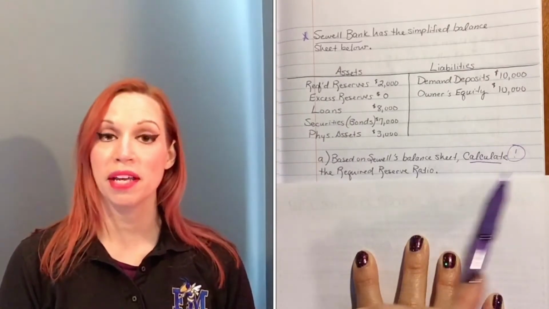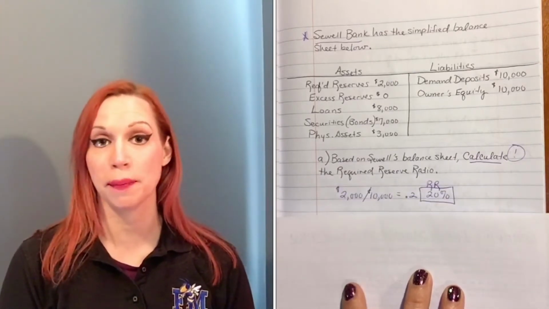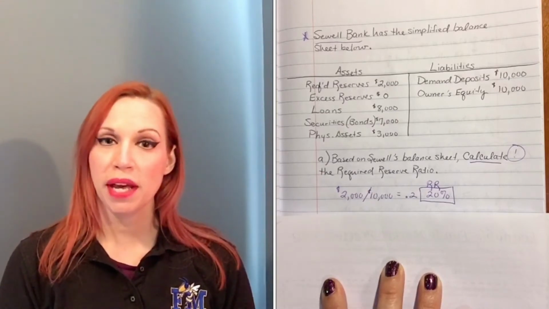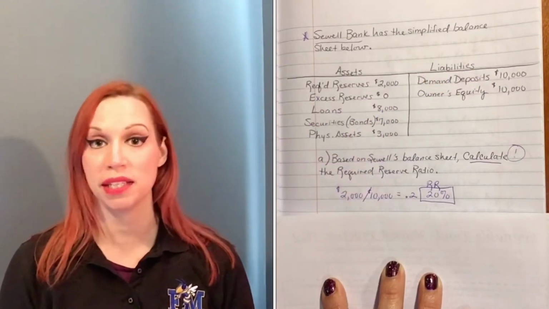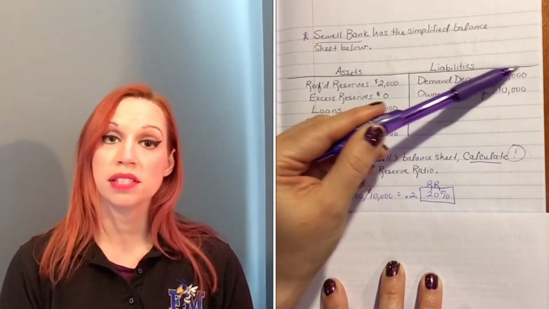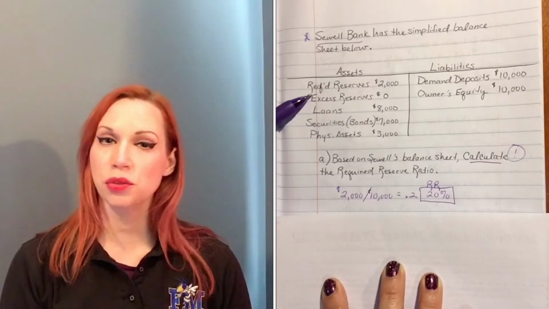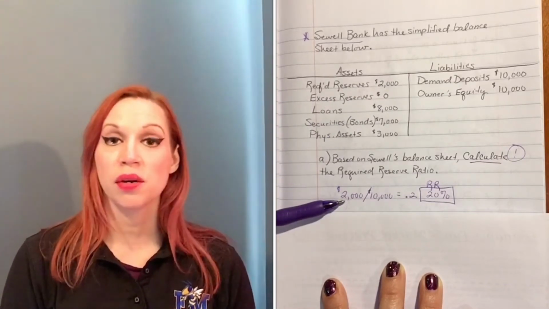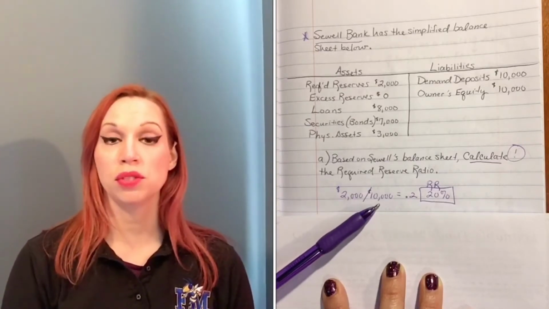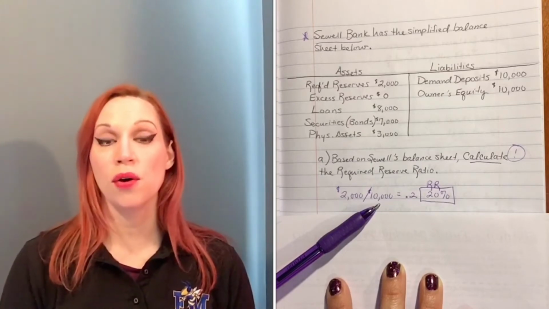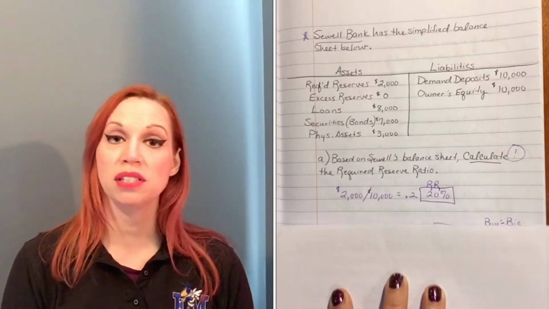Now the first part, Part A, wants us to calculate the required reserve ratio that Sewell Bank needs to hang on to from its demand deposits. Well, that's pretty easy. Remember that the bank is required to keep a certain percentage of money on hand from checking accounts or demand deposits. Notice that there are $10,000 in the demand deposits at Sewell Bank, and it has $2,000 in required reserves. So if we wanted to show an equation for how we found this 20%, we would do 2,000, the required reserves, over the amount in the checking deposits, 10,000. 2,000 over 10,000 is 20%.